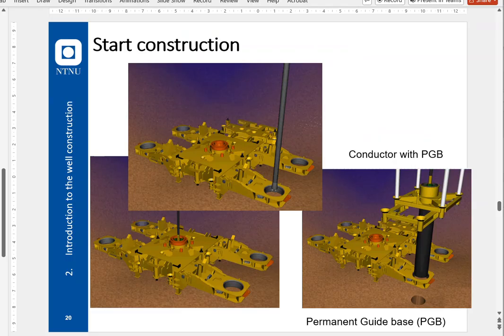We just saw how it works starting construction onshore, and here is how it starts when we do the same subsea. There is a structure set in the sea bottom, and we start drilling through one of these, call it guides. It's called a permanent guide base.